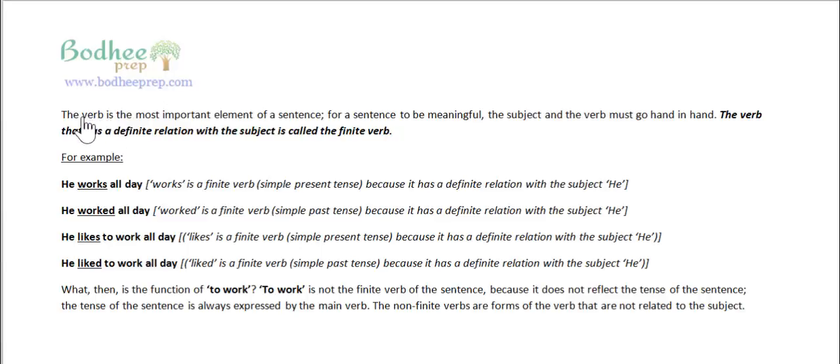We will recap about the finite and the non-finite verb. Let's read this. The verb is the most important element of a sentence. For a sentence to be meaningful, the subject and the verb must go hand in hand. So it says here the subject and the verb must go hand in hand. We have videos in which we have discussed the subject of a sentence, and now we are discussing basically the forms of the verb.